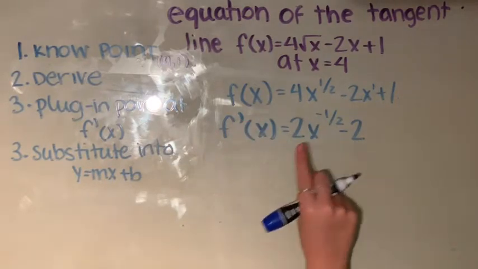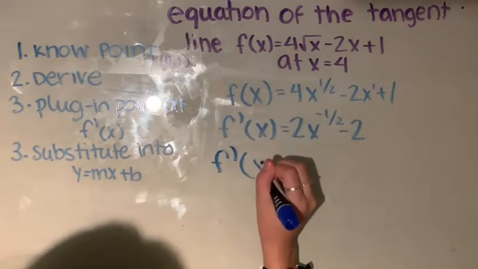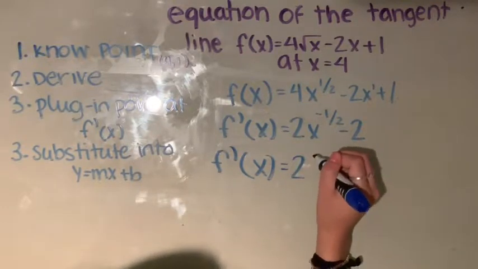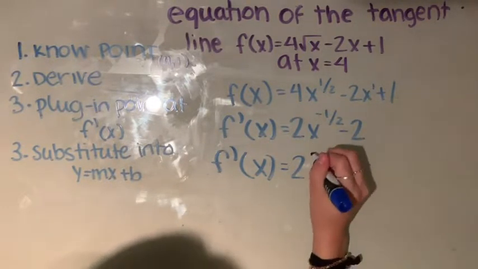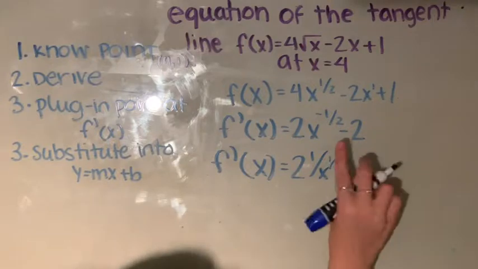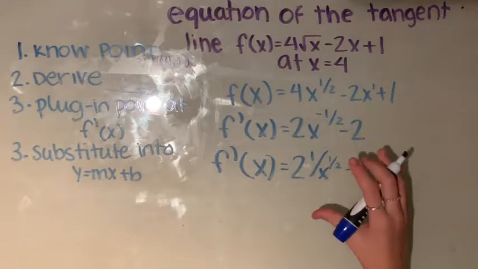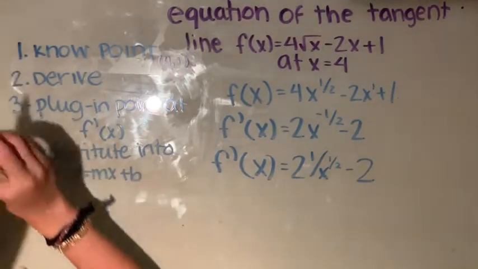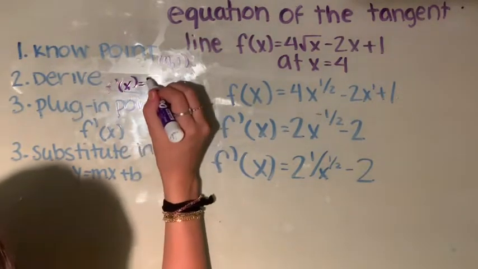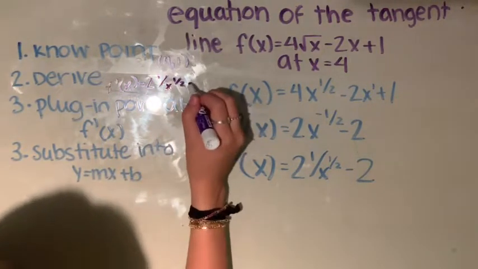This equation is not ready yet, as it has a negative exponent. So, in order to have it meet what we need, we're going to leave a 1 up here, and we're going to bring the x down along with its exponent. So now we don't have any negative exponents. This is our final derived equation. So f prime of x equals 2 over x to the 1/2, minus 2.